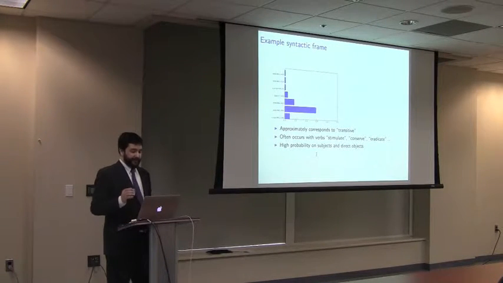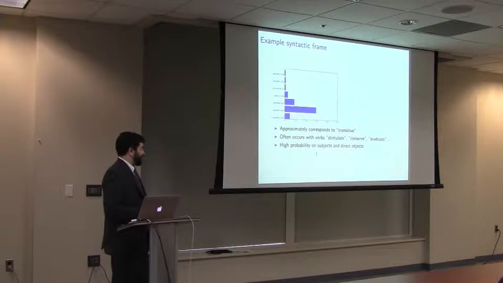And so you might end up with something like this. This is something that I think corresponds to a transitive frame that comes out of the system. This shows the probability mass placed on different syntactic observations. This particular frame often occurs with verbs like stimulate, conserve, and eradicate, and it has high probability on subjects and direct objects.